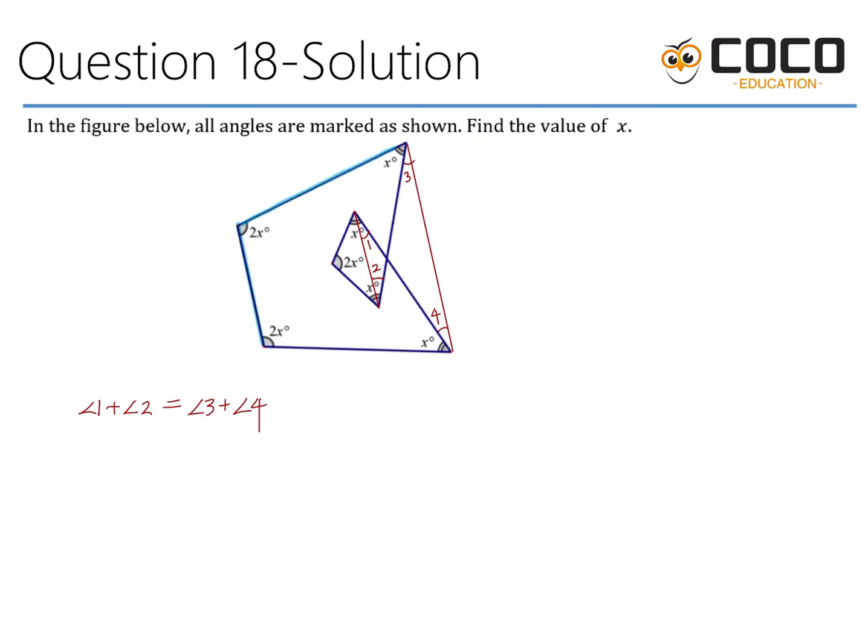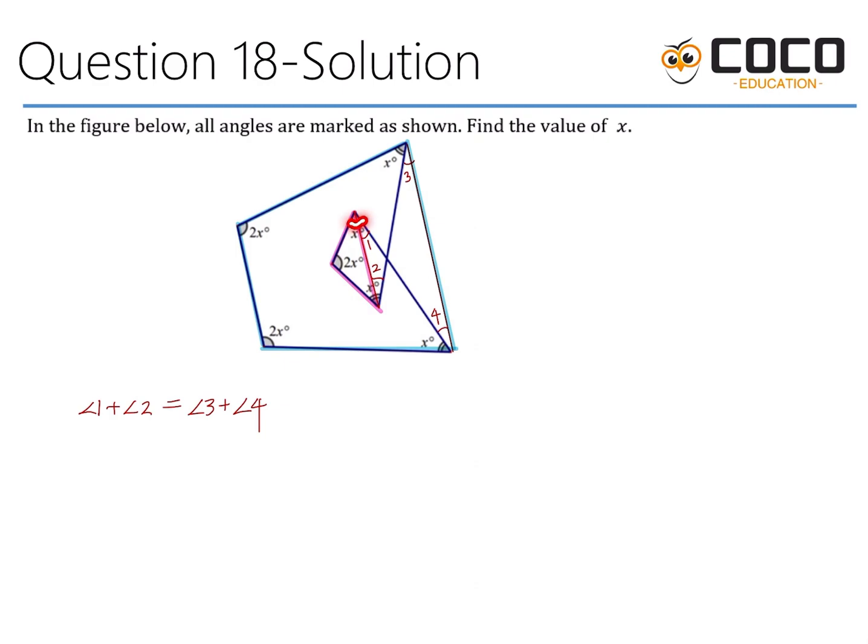Now you check for the outer layer. So the sum of these angles is 360. Then for the inner layer, we have a triangle. Sum of the interior angles here is 180. So let's add everything together.